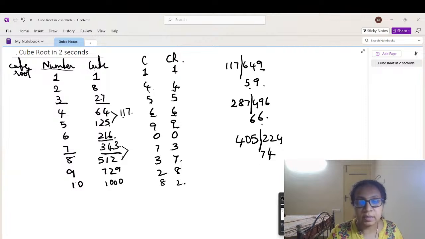And we have seen that this is much easier than the normal method of finding the cube root, where we use prime factorization, which involves a lot of steps.